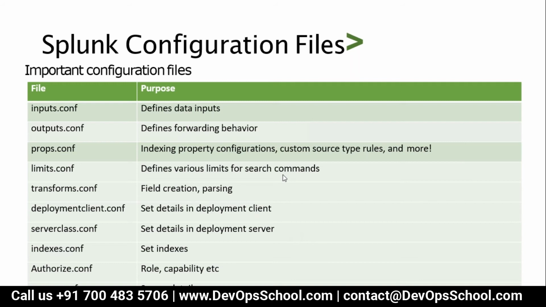Now limits.conf defines the various limits for the search command. When you do searches, more or less we have done not very long searches, but sometimes you do very long, very deep dive searches. Because of that, you consume lots of CPU, right? You have a very little database today, but in future you will have a huge amount of data, and at the same time your queries will be much larger. You keep adding pipe after pipe to get the desired results. So how can you limit that so your system does not get stuck? All these limits for the search command, you can declare in the limits.conf.